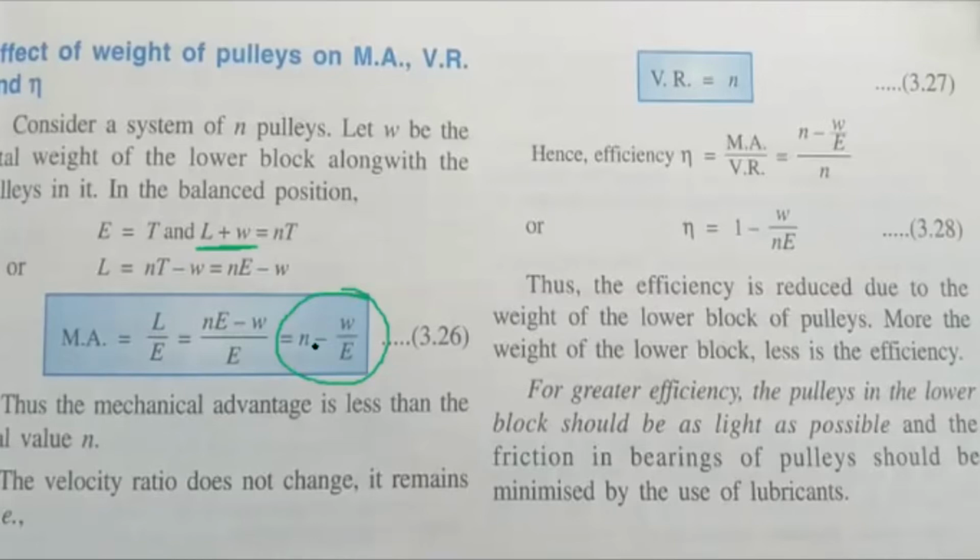Earlier we saw the mechanical advantage is 1. But now what happens to the mechanical advantage? It becomes N minus W by 2. If your N is 5, your W by 2 would be something like 1. So initially, if you are not considering the weight of the pulley, your mechanical advantage is 5. But if you are considering the weight of the pulley, your mechanical advantage is 5 minus 1, that is 4.